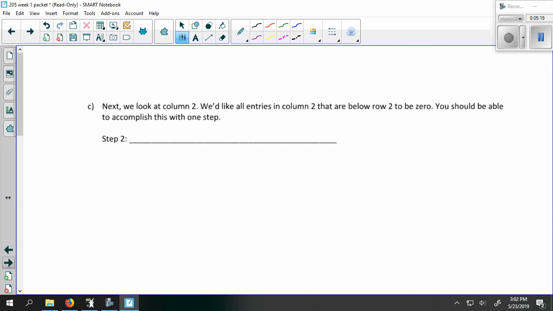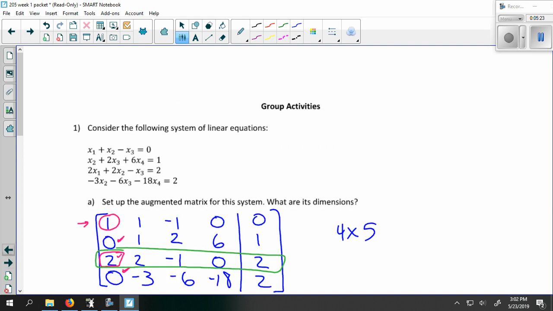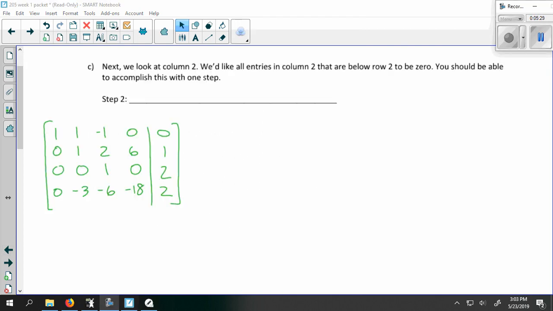Okay, so next we want to look at column 2. So I'm going to grab that matrix and put it on this page. I have my previous matrix from my last step. Now I want to look at column 2. I dealt with column 1 well. I have zeros in all the entries below the first entry.